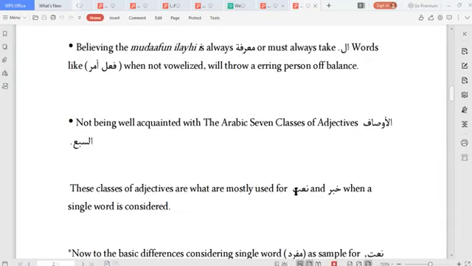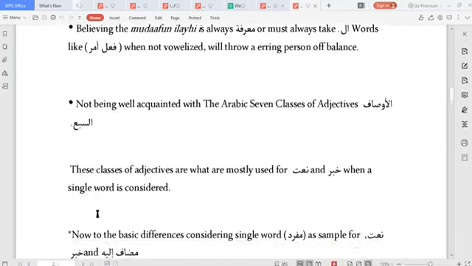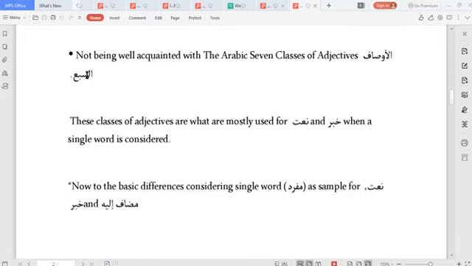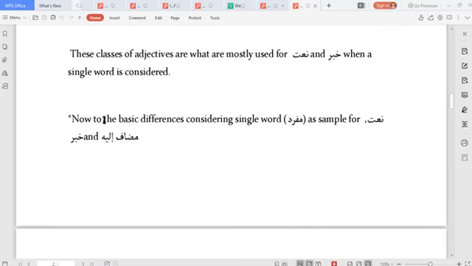So we get now for mufrad statements. What do we mean by mufrad? A single word. Because your Nat and Kobar can also be a sentence. Do we get? So what we are talking about is when this thing is not a sentence, it's a single word, mufrad. So they use mostly Awsaf Sabun there. If you check many texts, that's what you'll be seeing.